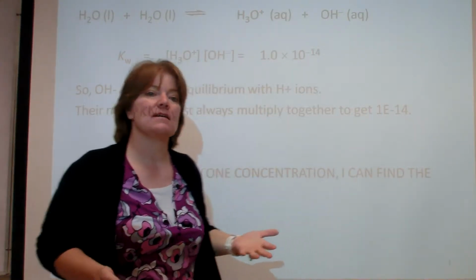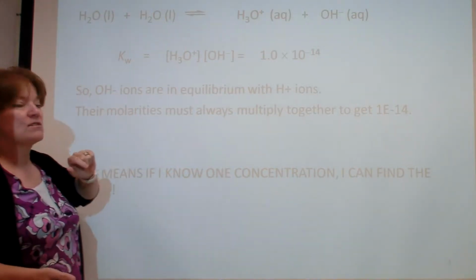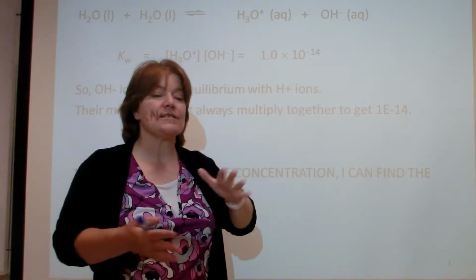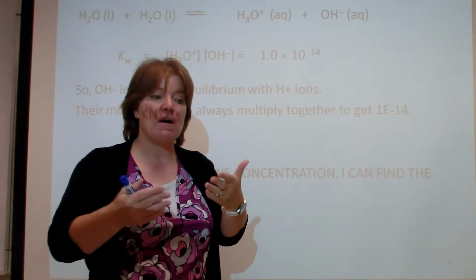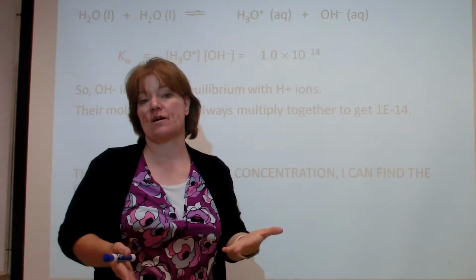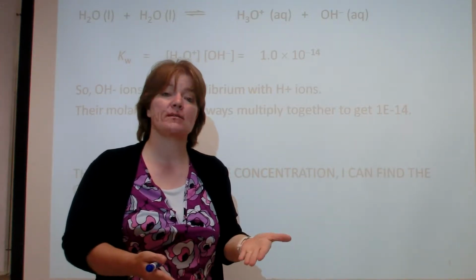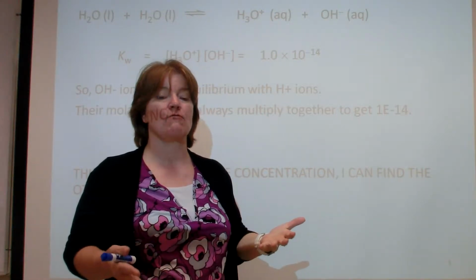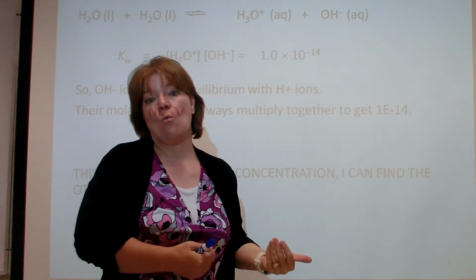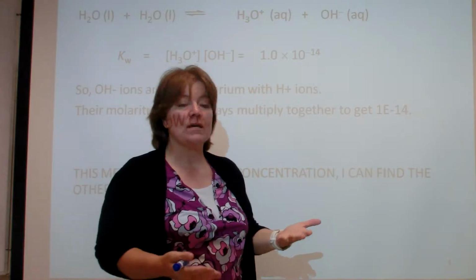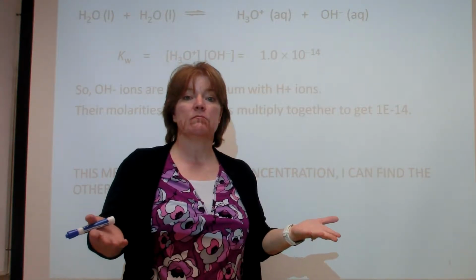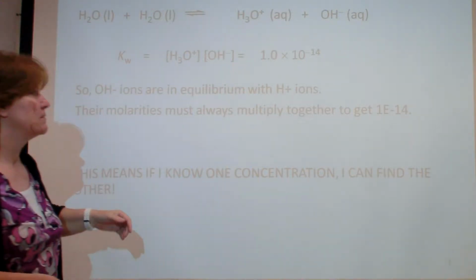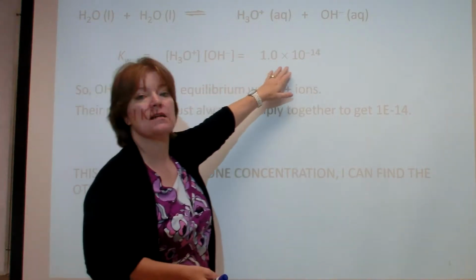So what that means is the ions are in equilibrium in water, always, in any solution. And if I multiply the concentration of hydroxide ion by the concentration of H plus ion, the answer will always multiply up to be 1 times 10 to the negative 14. So if I know one, I know the other. Now, if I have equal amounts, they're both going to be 1 times 10 to the negative 7.